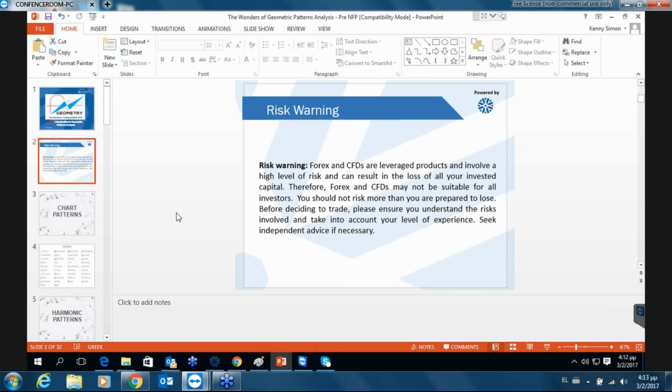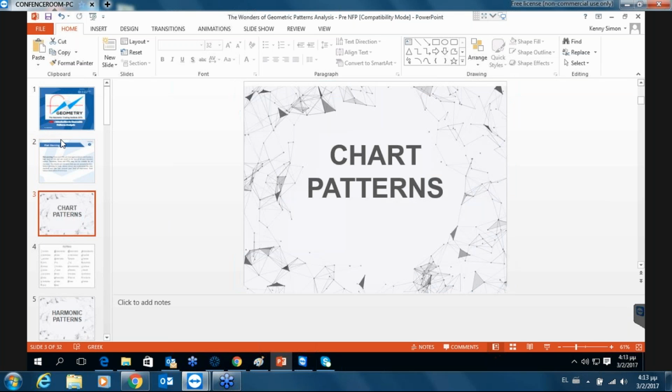But before anything else, just a bit of a risk warning. Forex and CFDs are leveraged products and involve a high level of risk and can result in the loss of all your invested capital, okay? Therefore, Forex and CFDs may not be suitable for all investors. You should not risk more than you are prepared to lose. So before deciding to trade, please ensure you understand the risk involved and take into account your level of experience. Seek independent advice if necessary. Okay, so that's it, a very short, brief risk warning for you guys, and let's get into it.